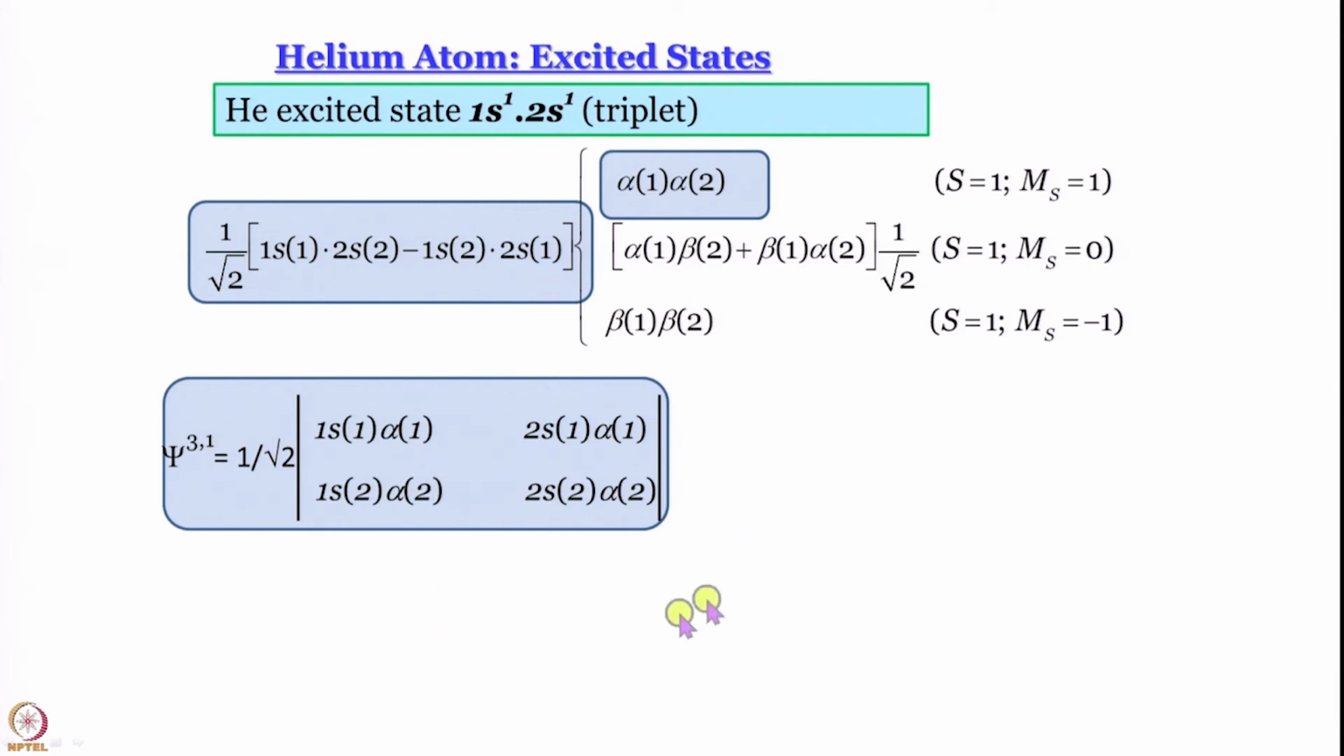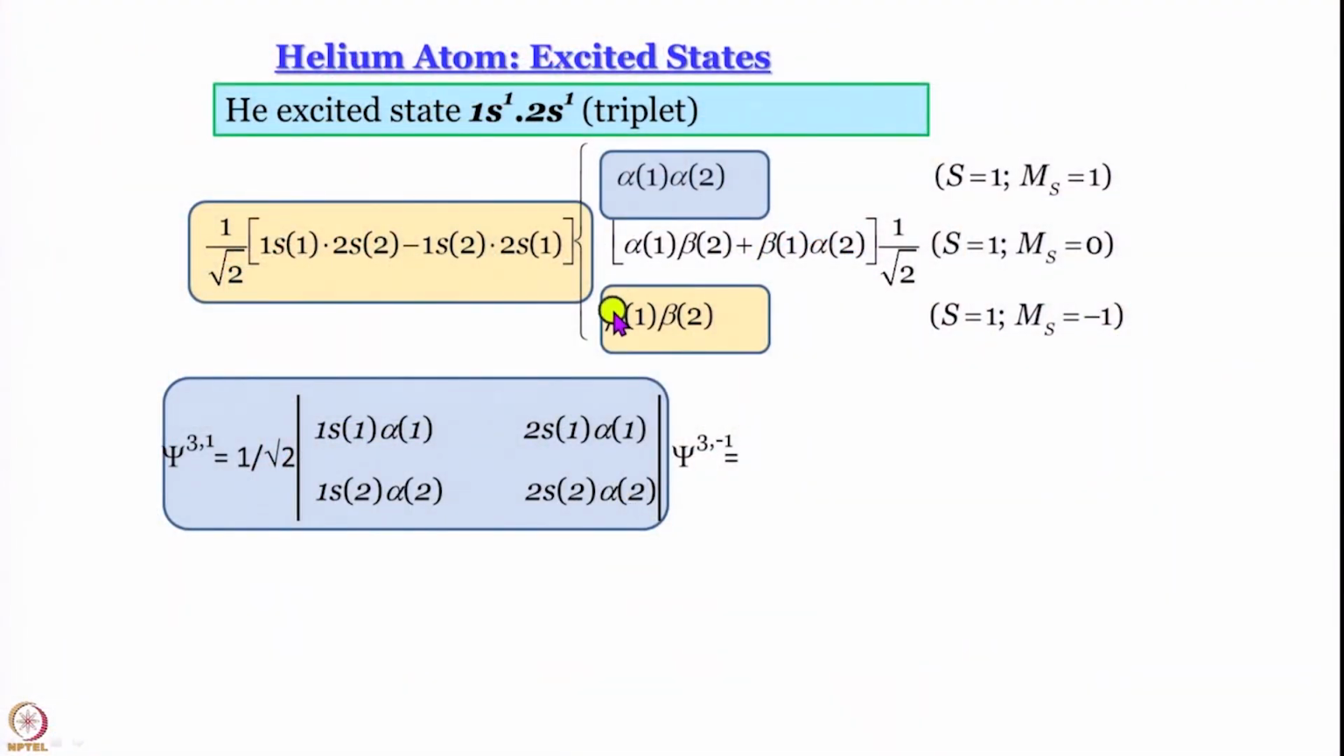So, this is the Slater determinantal form of the wave function for the 3 1 state, in which capital S equals 3 and ms equals 1. Now, I would like you to pause the video and work out the determinant for this one. Actually, I do not want you to pause the video. Without pausing, you should be able to tell me what the answer is.